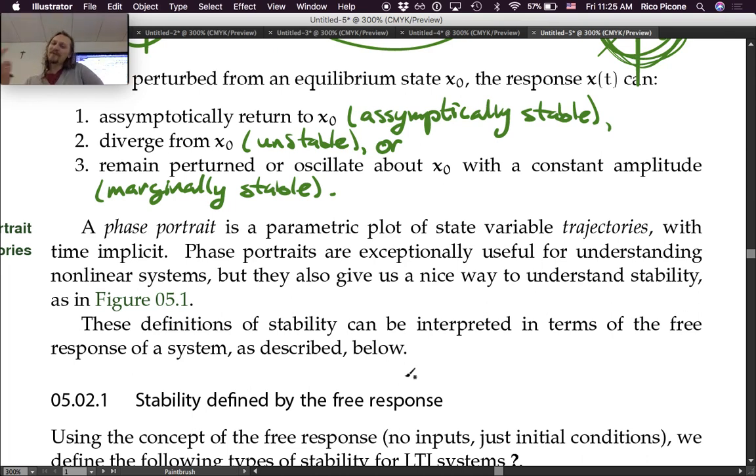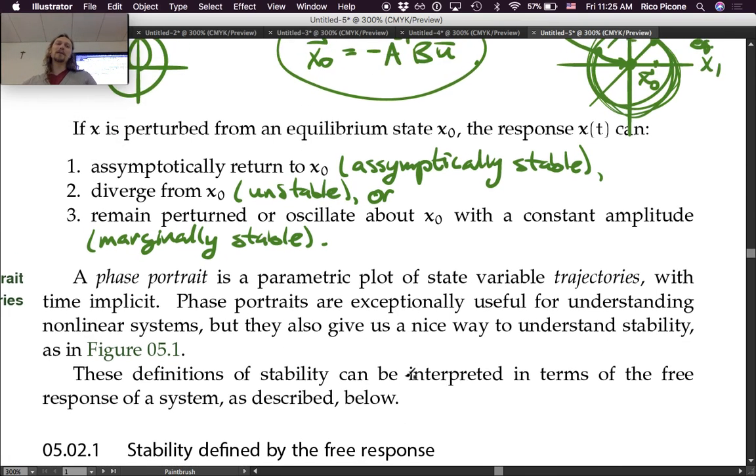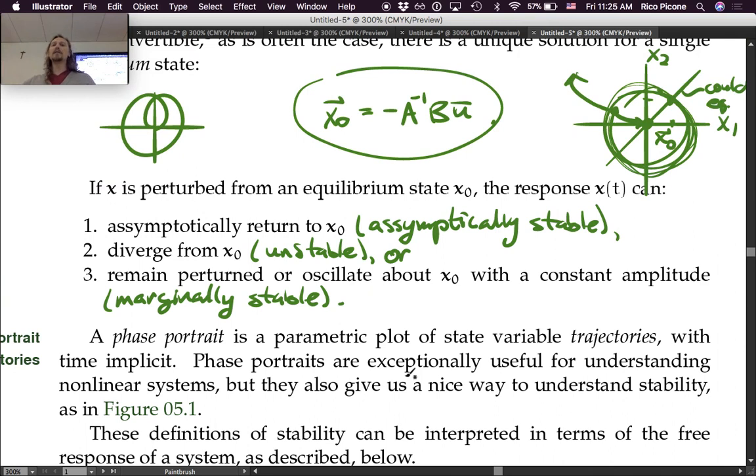Okay, so these are useful ways to visualize how a state evolves. So the trajectory of the state in state space. It's really useful, especially when you think about equilibrium points like this. So phase portraits are exceptionally useful for understanding nonlinear systems. But they also give us a nice way to understand stability. So we're going to look at figure 5.1 in a second, but I'm going to talk about this mention of nonlinear systems and phase portraits.